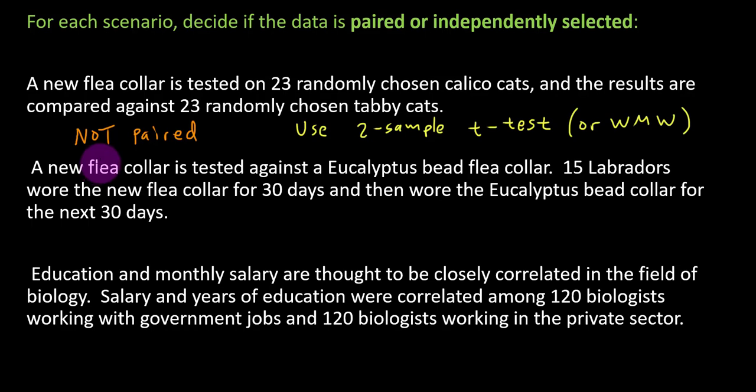A new flea collar is tested against a eucalyptus bead flea collar. 15 labs wore the new collar for 30 days, and then they wore the eucalyptus collar for the next 30 days. Okay, so there's two sets of data again. We've got some sort of measurement of maybe flea counts for 30 days with the eucalyptus collar and the new collar. But were those samples paired? The answer is yes, those are paired samples.